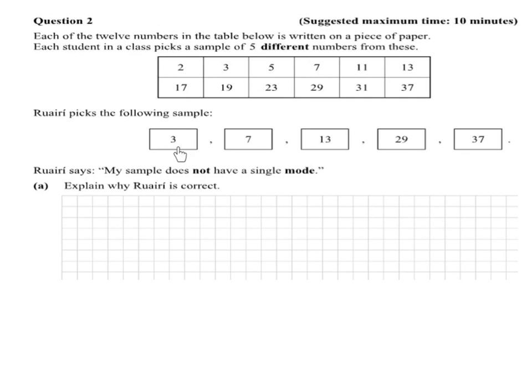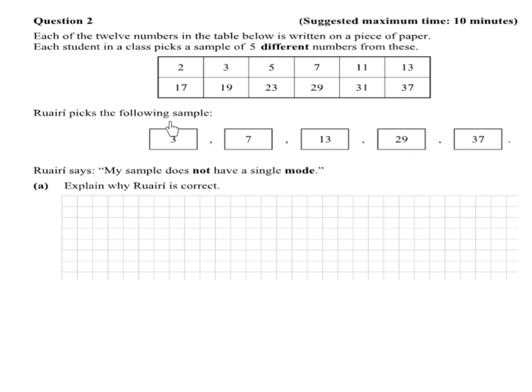3, 7, 13, 29, and 37. So this was a list of numbers written on a piece of paper. Each student is asked to choose 5 different numbers from this list.